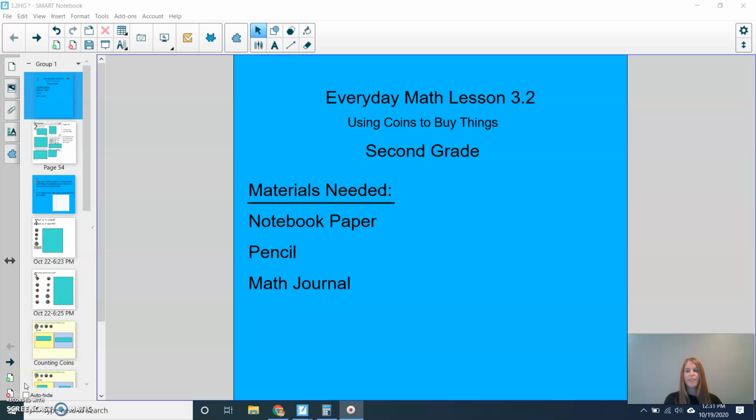Hi boys and girls, welcome to Everyday Math Lesson 3.2, Using Coins to Buy Things. The materials that you'll need today: notebook paper, pencil, math journal.